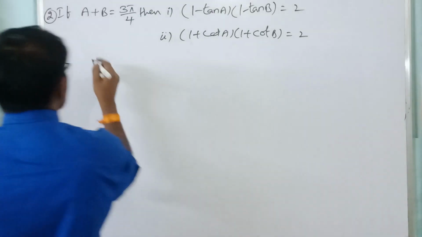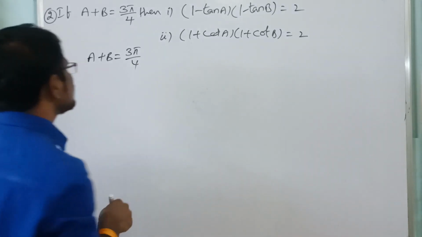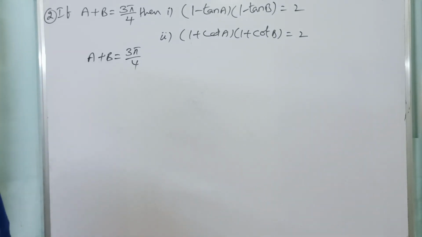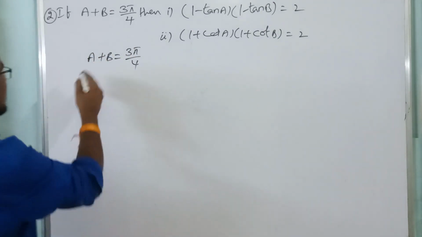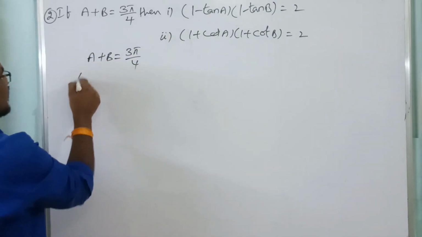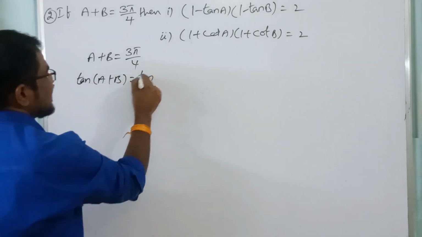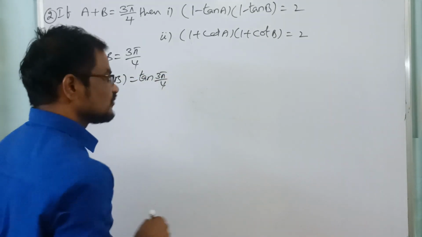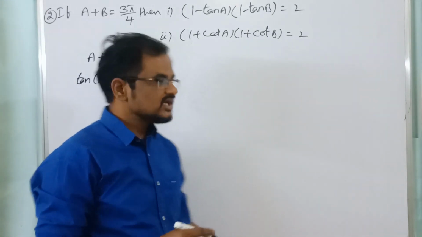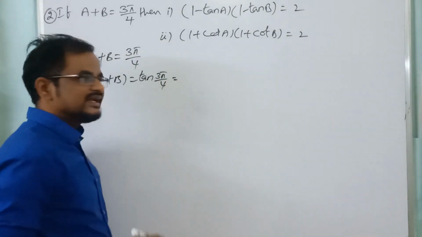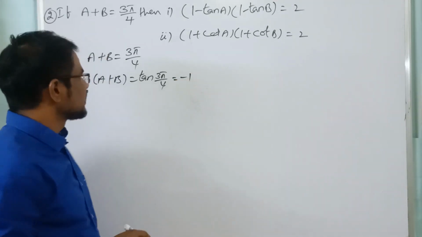Now, for that, first take the given condition A plus B equal to 3 pi by 4. By using this one, we have to prove these two. Apply tan on both sides for the first one. Tan of A plus B equals tan of 3 pi by 4, that is tan 135. Second quadrant, 180 minus 45. In the second quadrant tan is negative, and with 180 tan does not change. So the answer is minus 1.